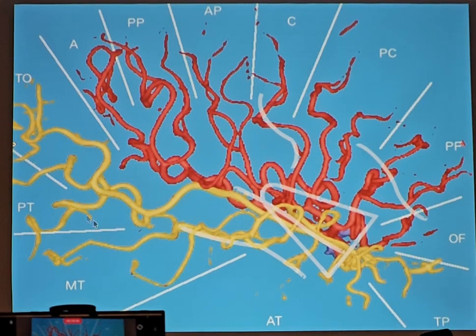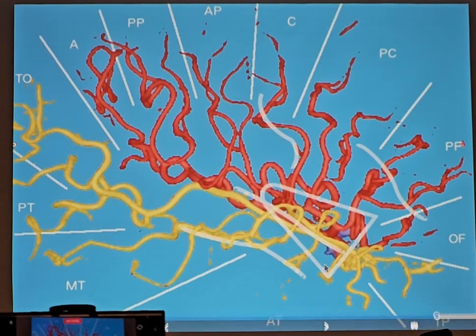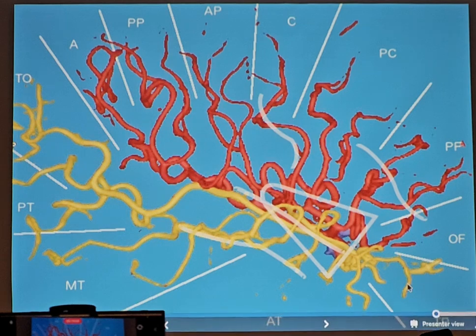And then we get to the inferior division branches. These are the branches that are going to be going inferior over the temporal lobe out of the Sylvian fissure. So temporal occipital, posterior temporal, middle temporal, anterior temporal, and temporopolar branches.